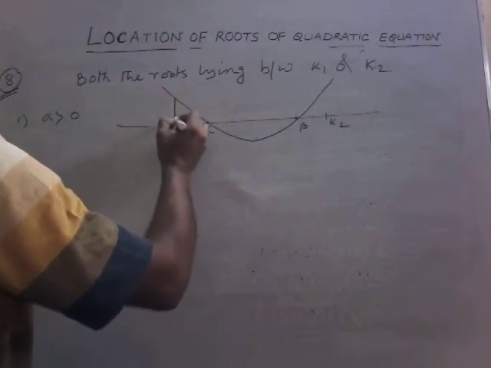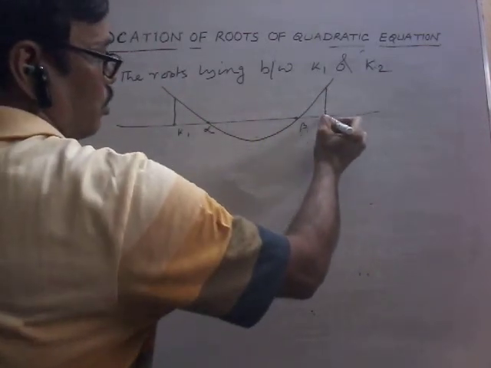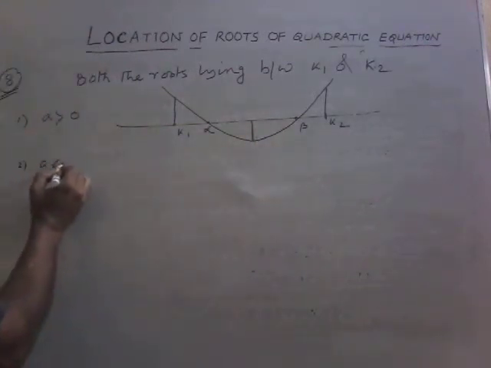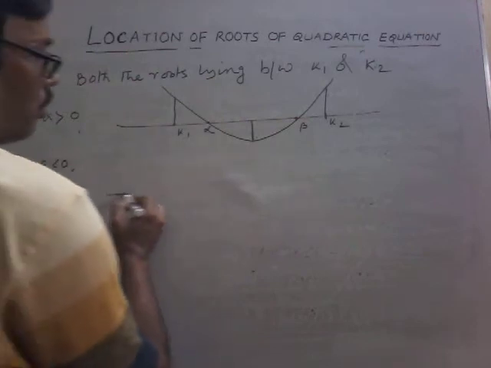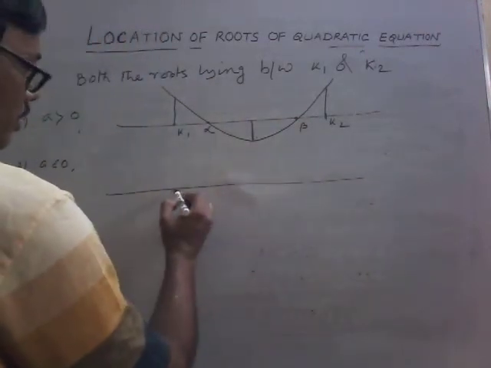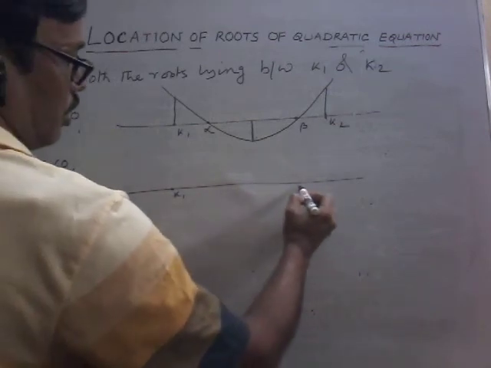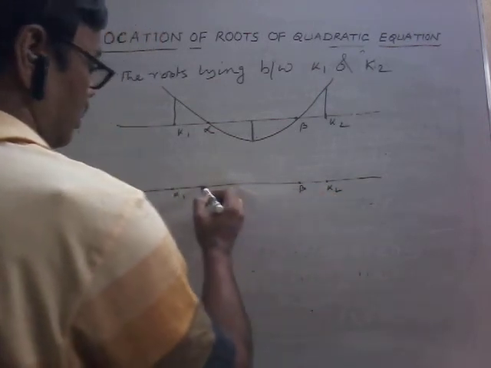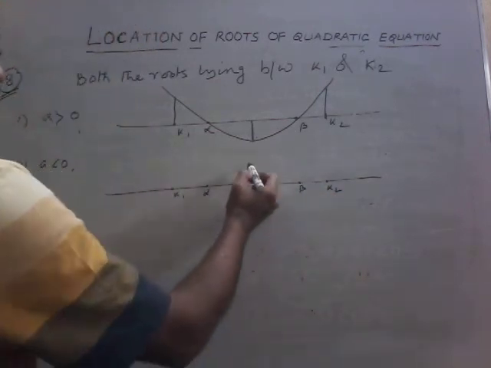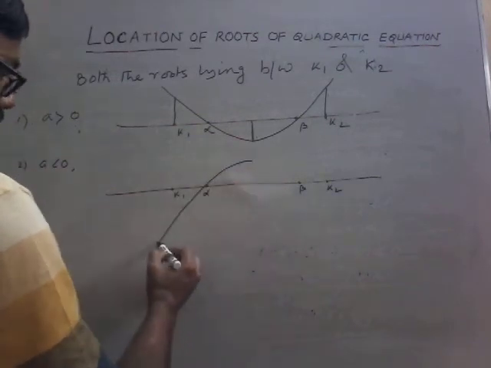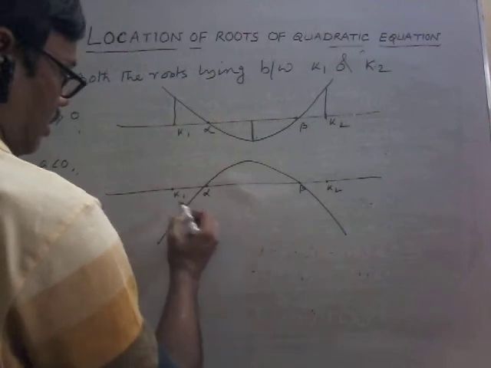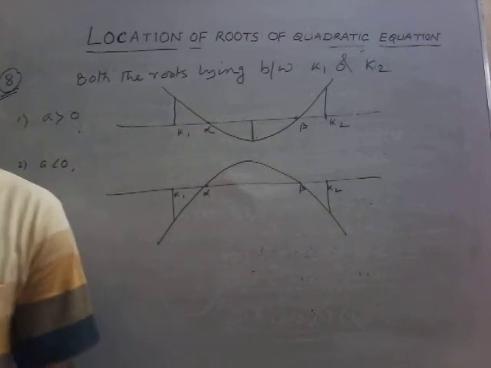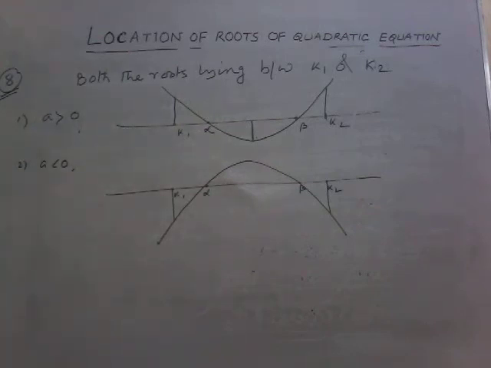So this one is FK1, this is FK2, this is the vertex. So for A less than 0, from the figure you can easily find the condition. So this is K2, this is beta, this is alpha. So it opens downwards, so the figure will be like that. This is K1, this is K2. So what is our condition?